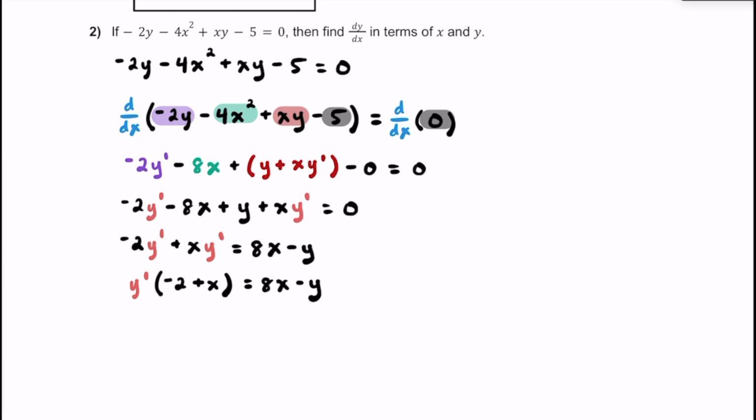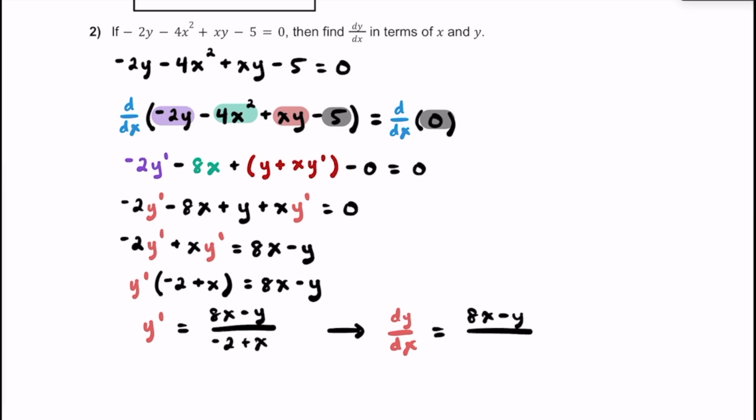Okay. Next, let's get the y prime completely alone. We can divide both sides by this negative 2 plus x. So dividing both sides by that, we're going to get y prime equal to 8x minus y in the numerator, over this negative 2 plus x in the denominator. Okay. Now, if you want to rewrite this, keep in mind that we're looking for dy/dx, but y prime is the same thing. So we can say that dy/dx is equal to 8x minus y in the numerator, and then negative 2 plus x in the denominator.